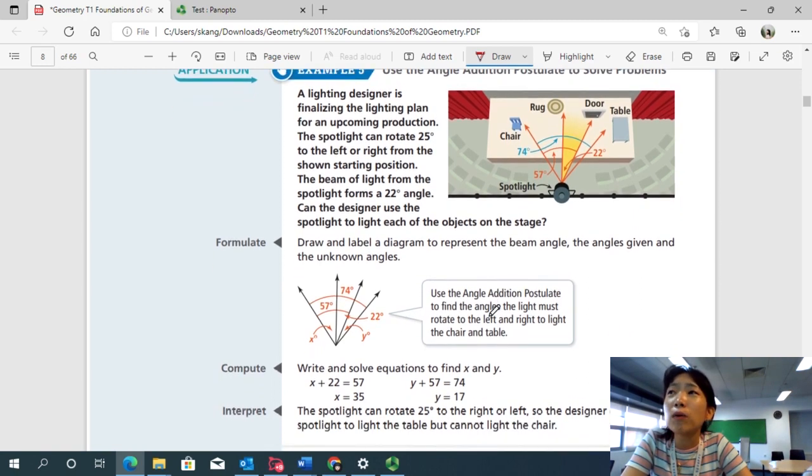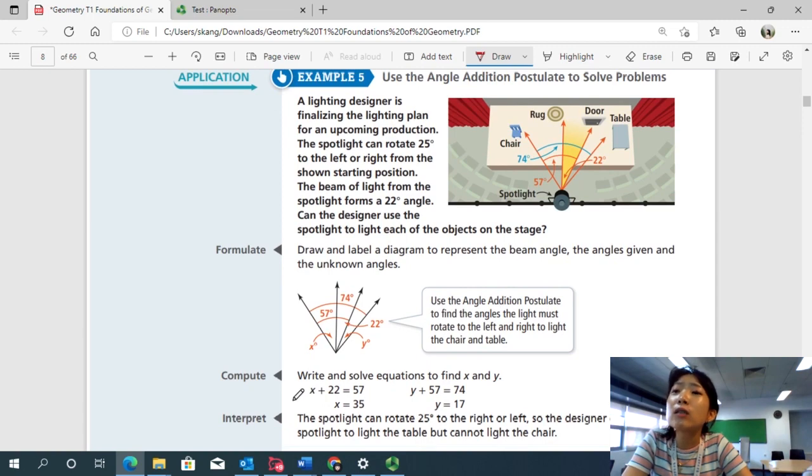So, from the starting point, x plus 22, where x is this angle here, and y is this angle here, that are unknown, and we want to know, right? 57 is from here to here, okay? 74 is the entire angle from here to here, and 22 is this angle in the middle, okay? And x is on the left of 22, y is on the right of 22. So write and solve equations to find x and y.